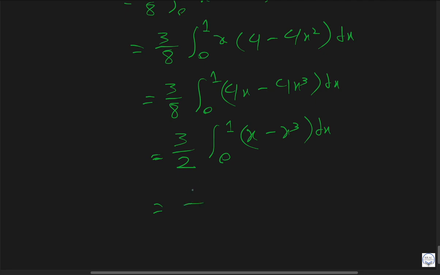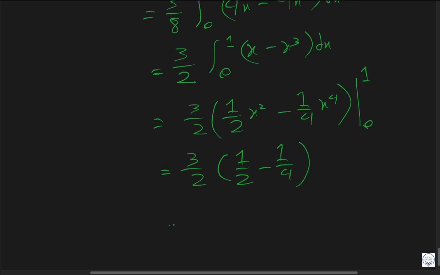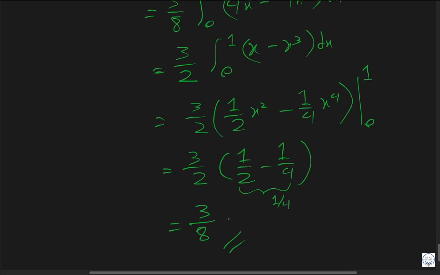Now let's take the integral. We have 3 over 2 times one half x squared minus 1/4 x to the power 4, starting from 0 ending at 1. Then we put in 1 to get 3 over 2 times one half minus 1 over 4, and this part is 1/4. So we've got 1/4 times 3 over 2, so we will have 3 over 8, and this is our x coordinate value for the center of mass.